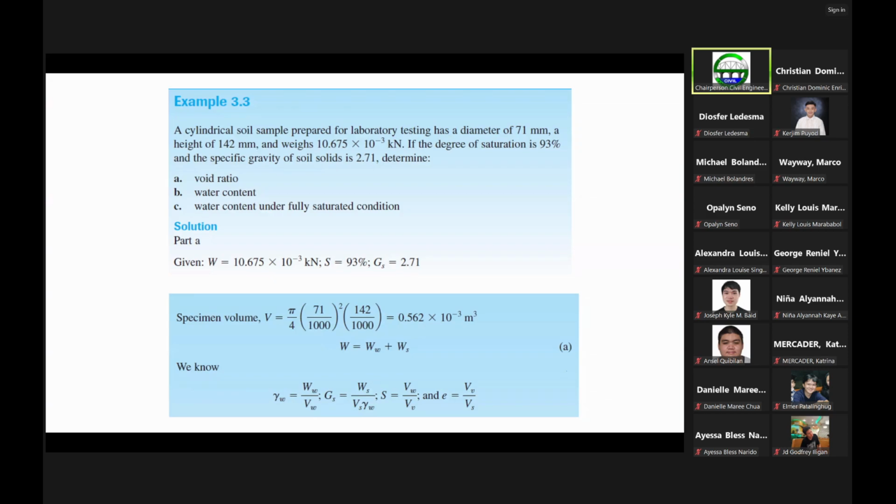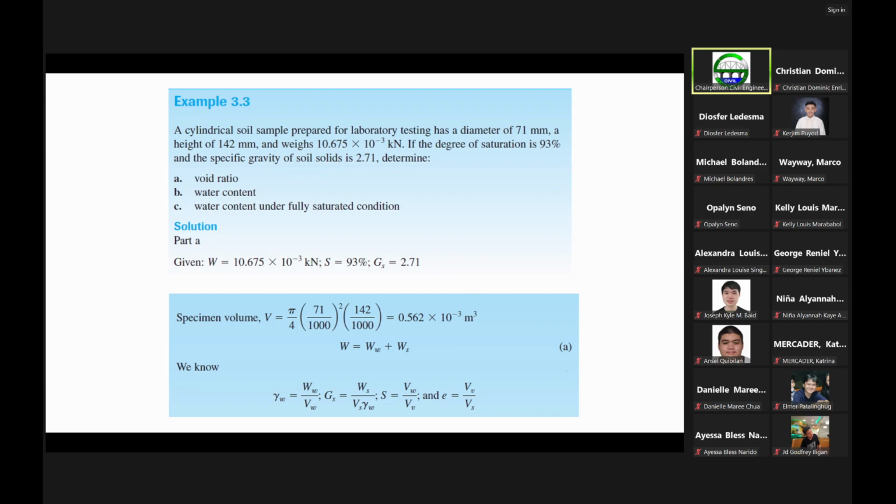Normally, the sample that you bring to the lab has a height of about twice the diameter. The sample is usually a circular cylindrical sample, no? So it's usually these dimensions.